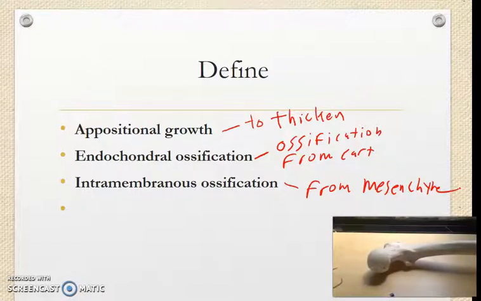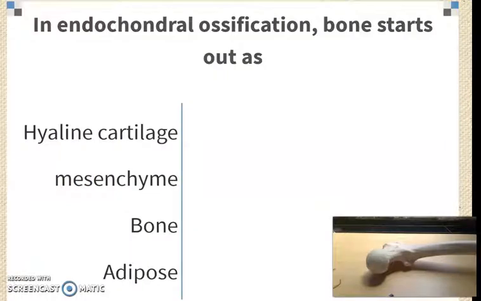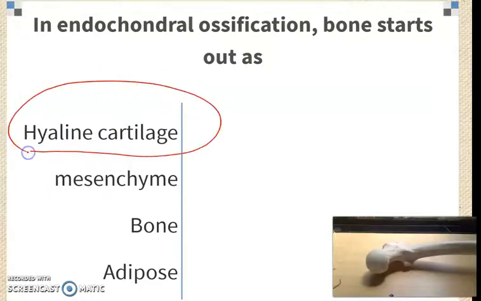So, what bones undergo intramembranous ossification? Only the skull bones. And actually, one of the skull bones does not, but most of the skull bones do. So, in endochondral ossification, bone starts out as hyaline cartilage. I just said that. I will ask that on the test.